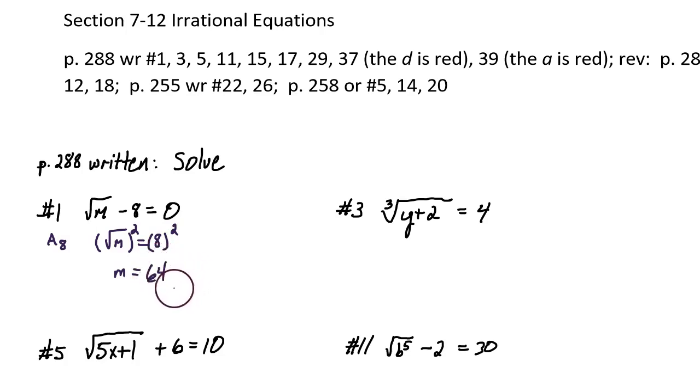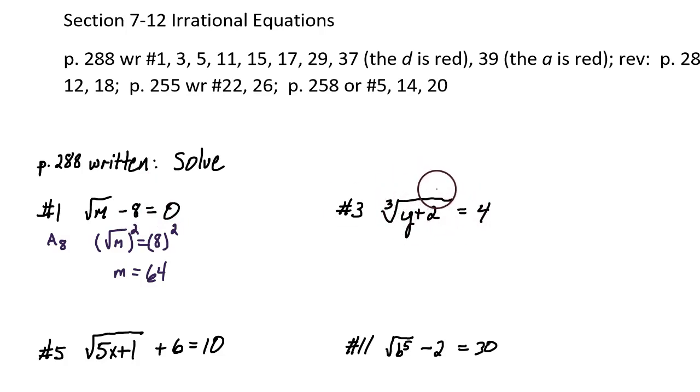Now it's important we check the answer to make sure that what we get isn't a restricted value. So the square root of 64 does make 8, and 8 minus 8 equals 0. It checks out. Number 3, on the left side of the equation, we have the radical already by itself, unlike question 1 where we first needed to move the 8 to the right. This one's ready to go.